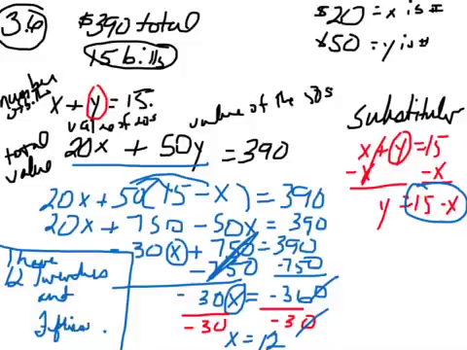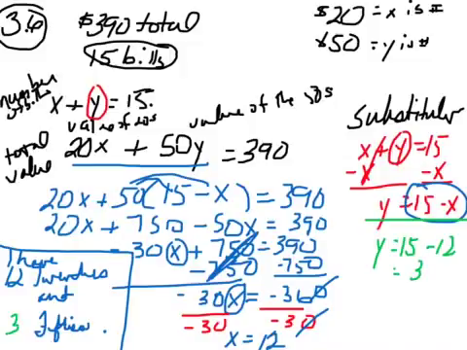Okay? Now, if I want to know what y is, all I've got to do is go, hey, I've got y all by itself right here, where I underlined it in green. y is just 15 minus x, but now I know what x is. It's 12. So 15 minus 12 is 3. Oh, I have 3 50s.